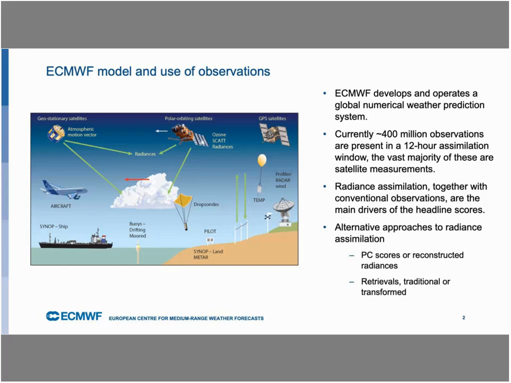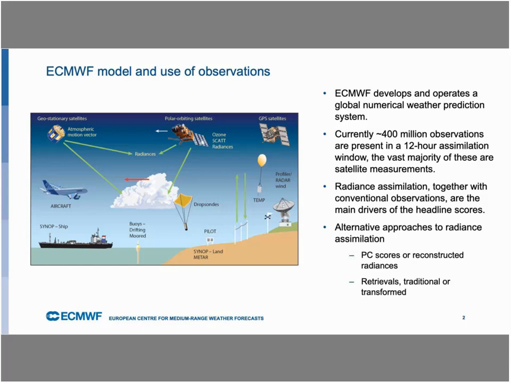And then radiance observations and satellite observations are the vast majority of the measurements that are used in the assimilation system. But then, of course, a very important part is also the conventional observations like radiosoundings, pilot observations, aircraft observations, and so on. And the radiance assimilation, together with the conventional data, are the main drivers for the headline scores. So they have the biggest impact to improve the analysis and, of course, then the forecast.